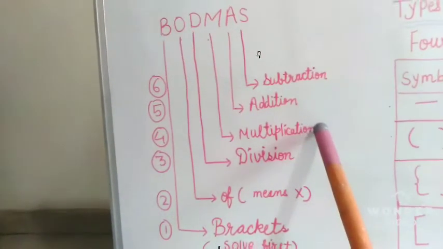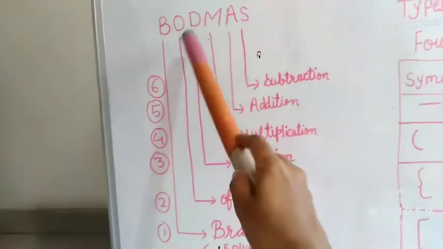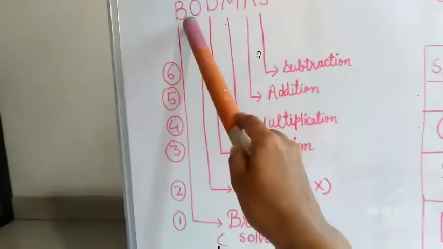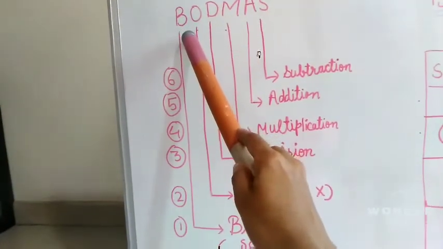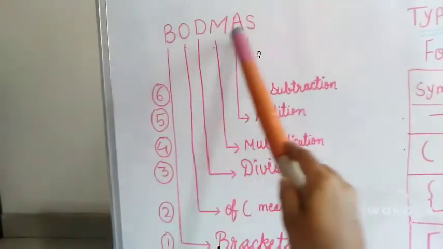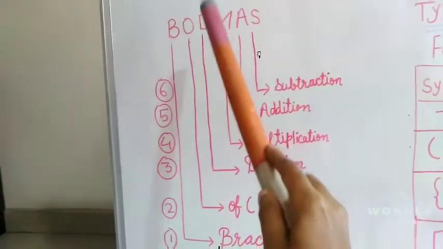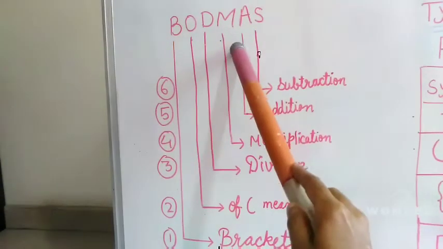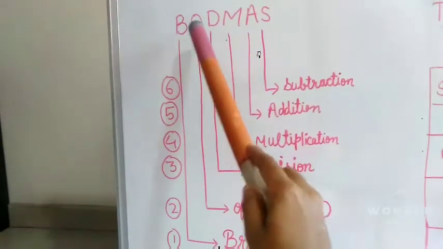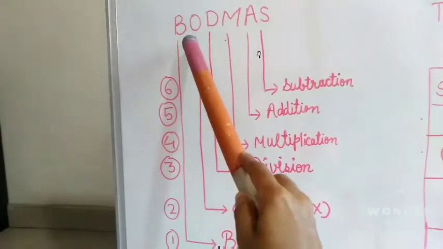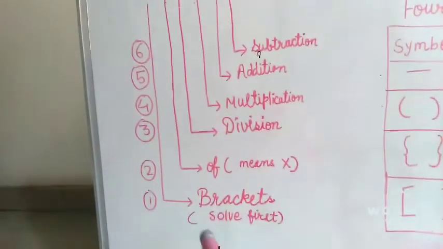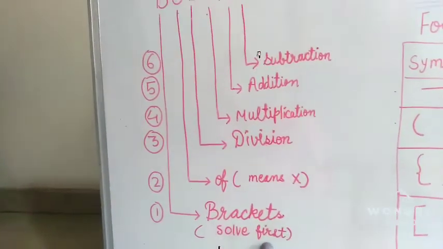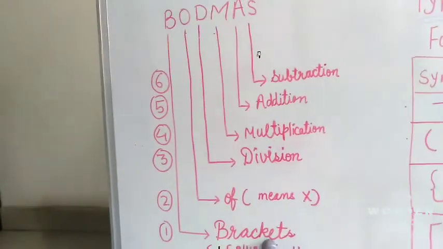You are familiar with ODMAS only. Before this ODMAS I have written B, which indicates bracket, and this is the order of operation. It means if in a given sum all the four operations are given along with of and bracket, then we will follow the sequence that first we have to solve the bracket. We will solve the bracket first.